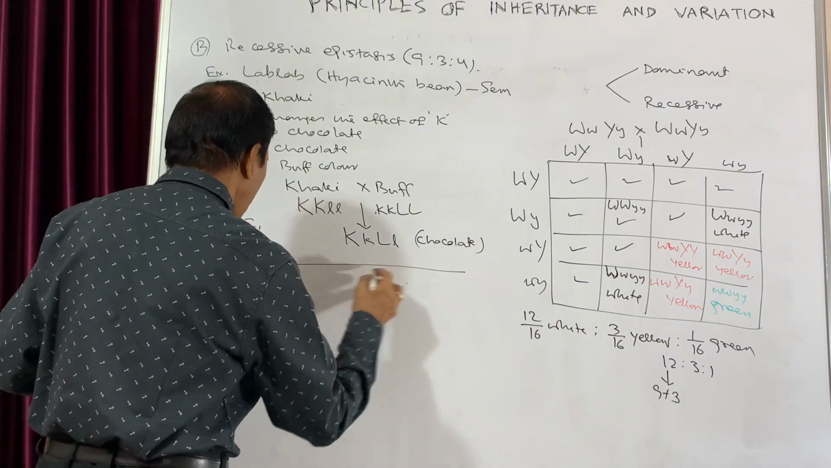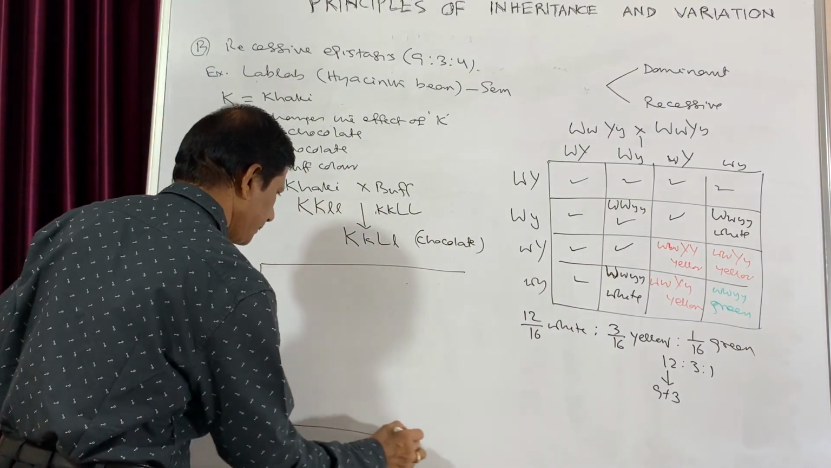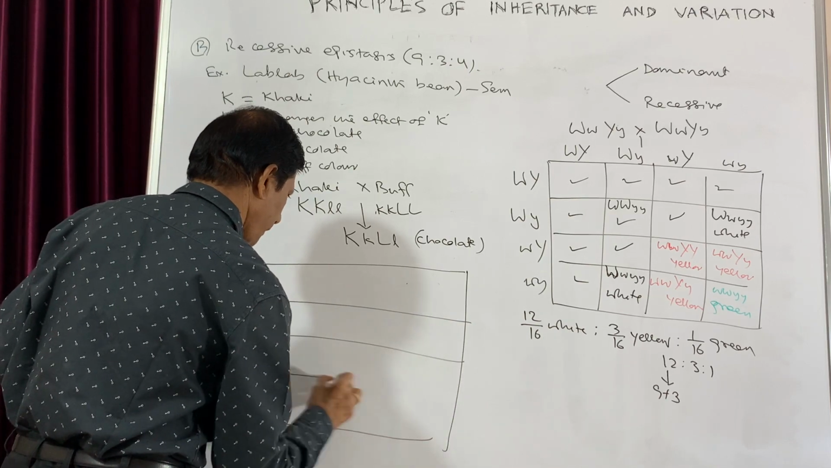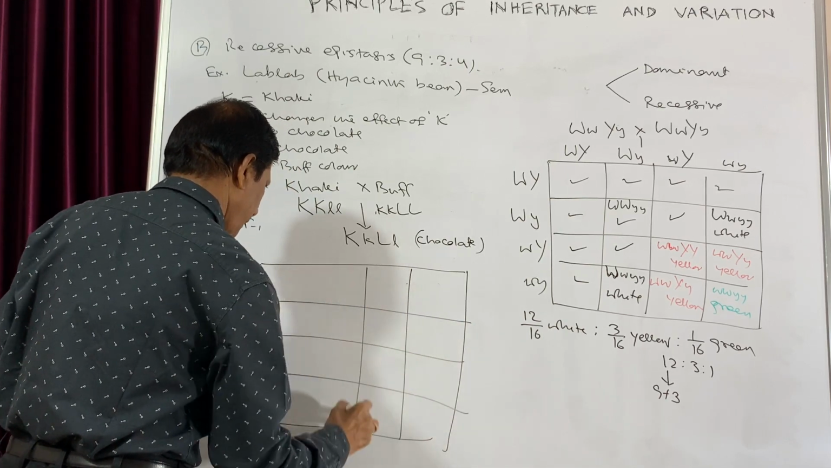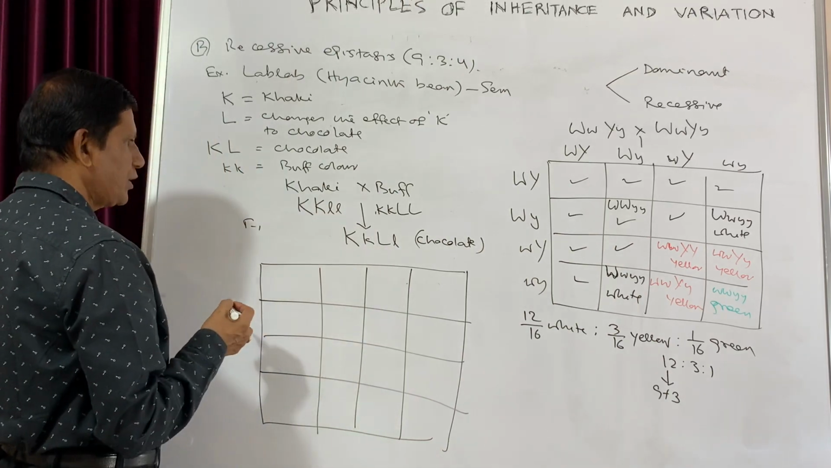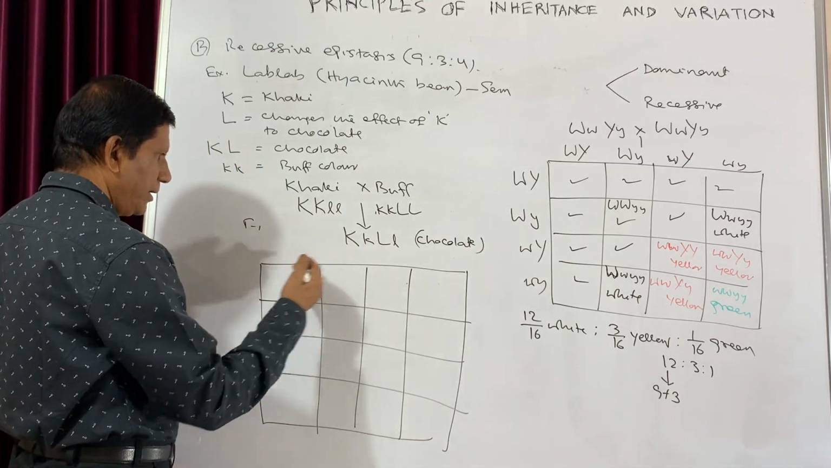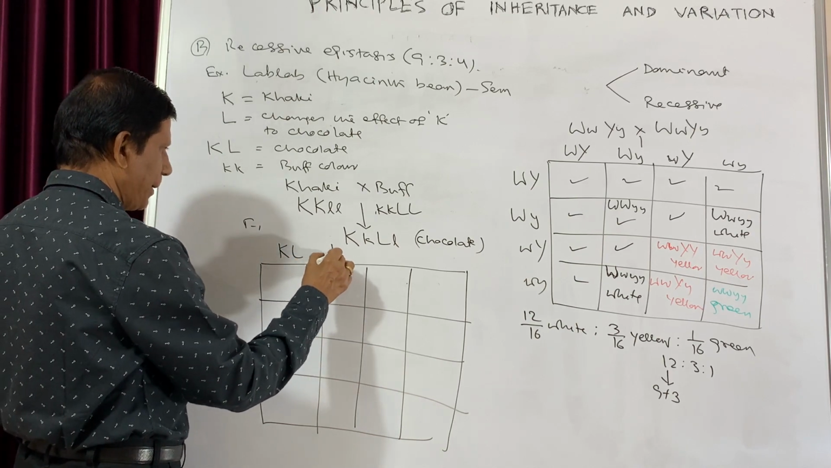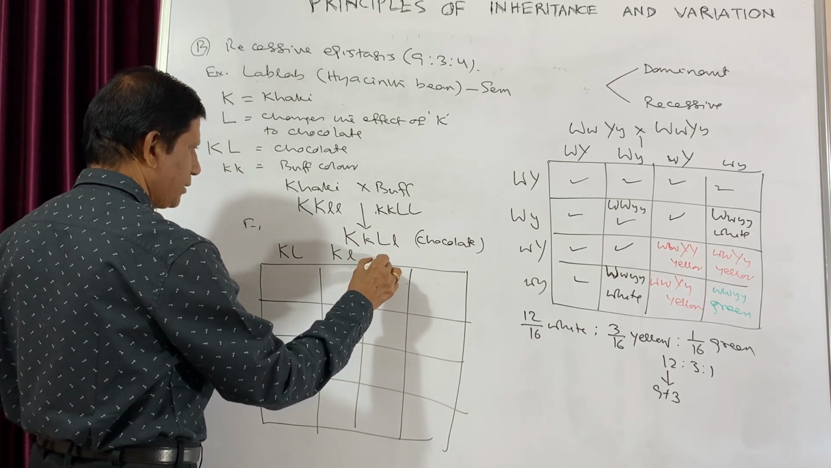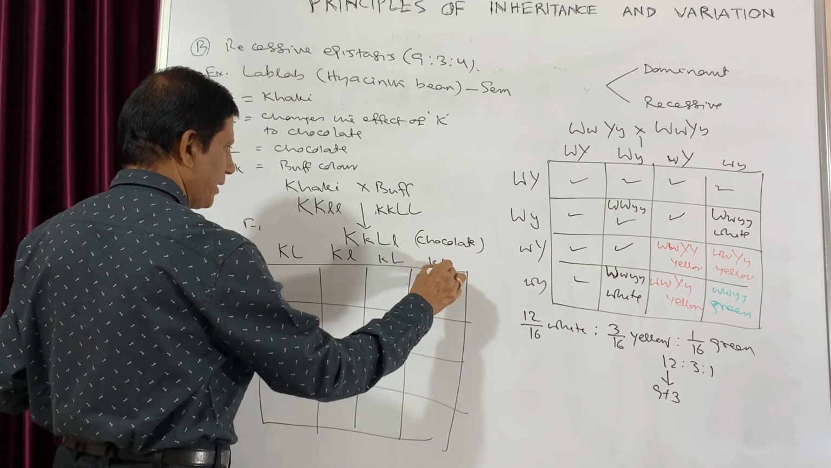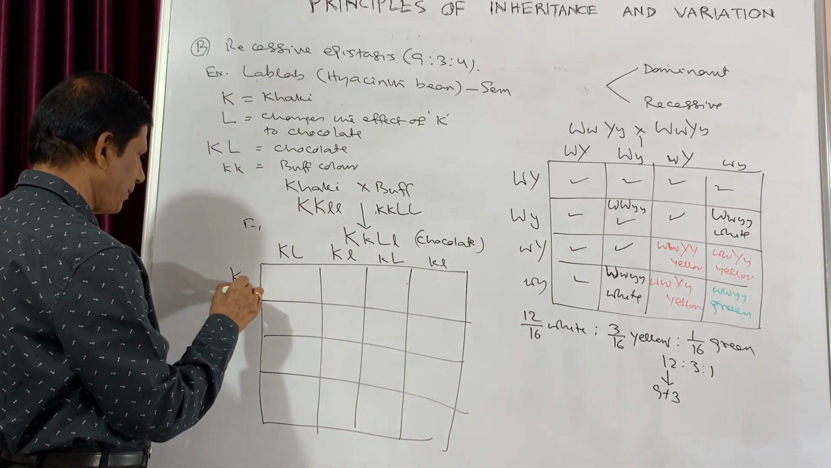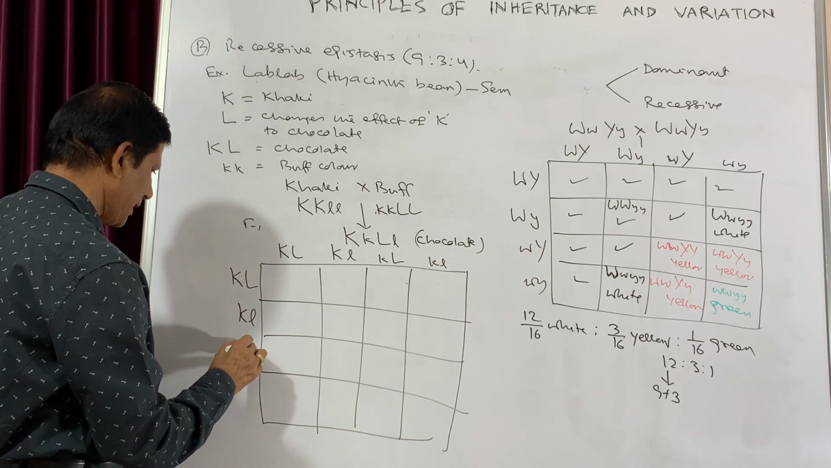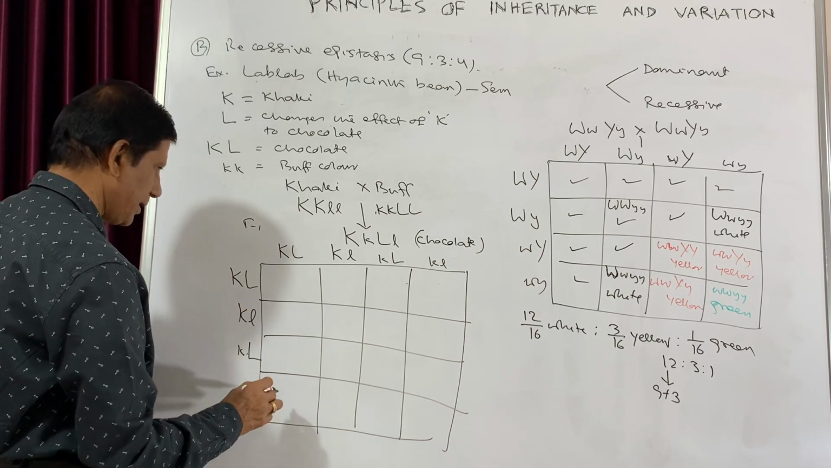So, how they are behaving, let us see. That means now the different gametes will be capital K, capital L, capital K, small l, small k, capital L, small k, small l. Similarly, on this side capital K, capital L, capital K, small l, small k, capital L, small k, small l.